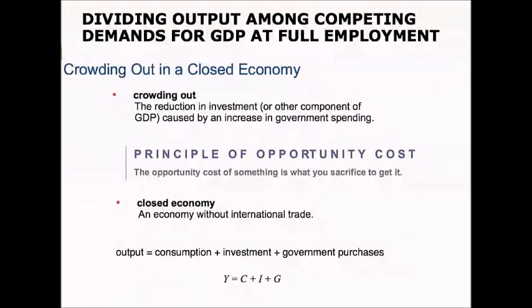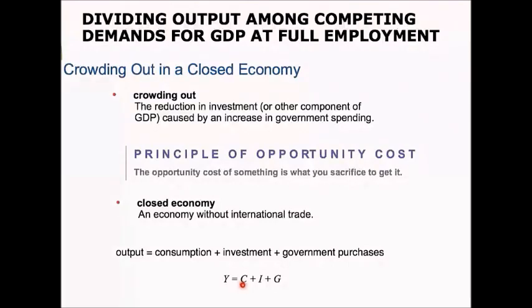Now let's look at a closed economy first, where we have no net exports. So a closed economy is an economy without international trade. We would say that output is C plus I plus G. Now, we just looked at our long-run models, and we know that output is going to be equal to potential output because we're at equilibrium in our labor market.